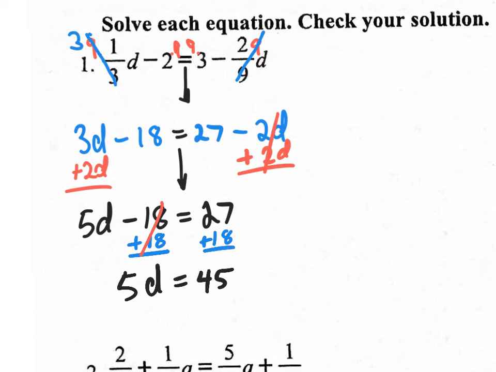So for the final step, I have 5 times d equals 45. I need to get rid of that multiplication of 5 by dividing by 5. And what I do to one side, I must do to the other. So the final answer is d equals 9.